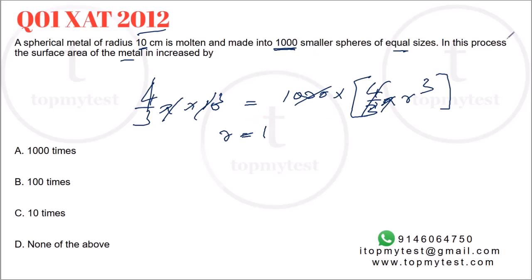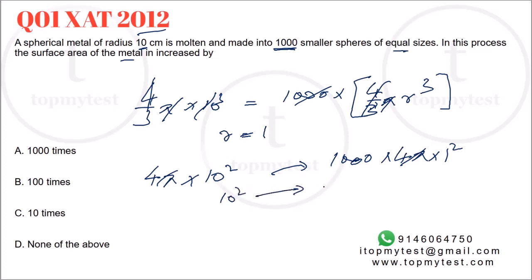Now the question is, what is the increase in the surface area? Surface area of the larger sphere will be 4 pi into 10 square, right? Surface area of the 1000 smaller spheres combined will be 1000 into 4 pi into 1 square, right? So from 10 square, it has become 1000. What is the increase? Increase is 900 on 100. 10 square is 100, which is 9 times. It has become 9 times.